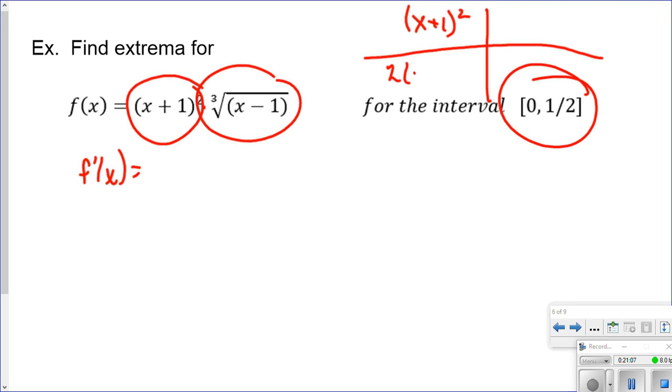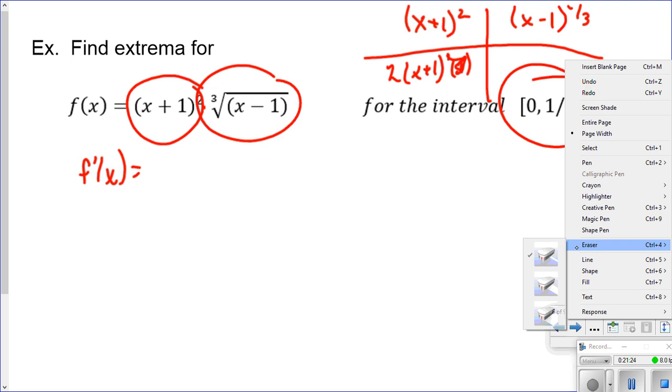That'll be 2x plus 1. Okay, to the power 1 times 1, I'm just going to leave it like that. I don't need it really, so that's kind of irrelevant. And then I've got x minus 1 to the 1/3. This is going to be a little bit harder here.